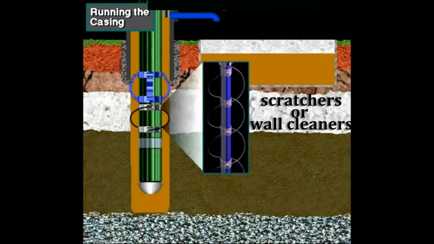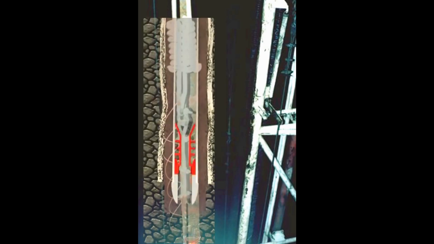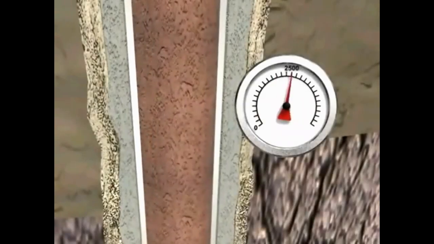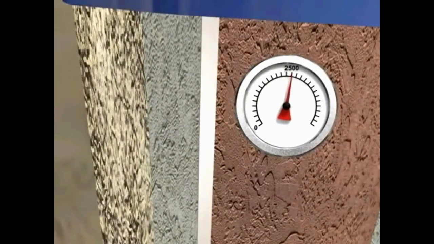Next are the scratchers or wall cleaners. They remove mud cake from the sides of the hole. Attached to the outside of the pipe, these scratchers allow the pipe to make better contact with the sides of the hole as the cement is pumped into the annulus. As you might guess, smoother walls along the sides of the open hole allow a better seal to form between the cement and the formation rock.